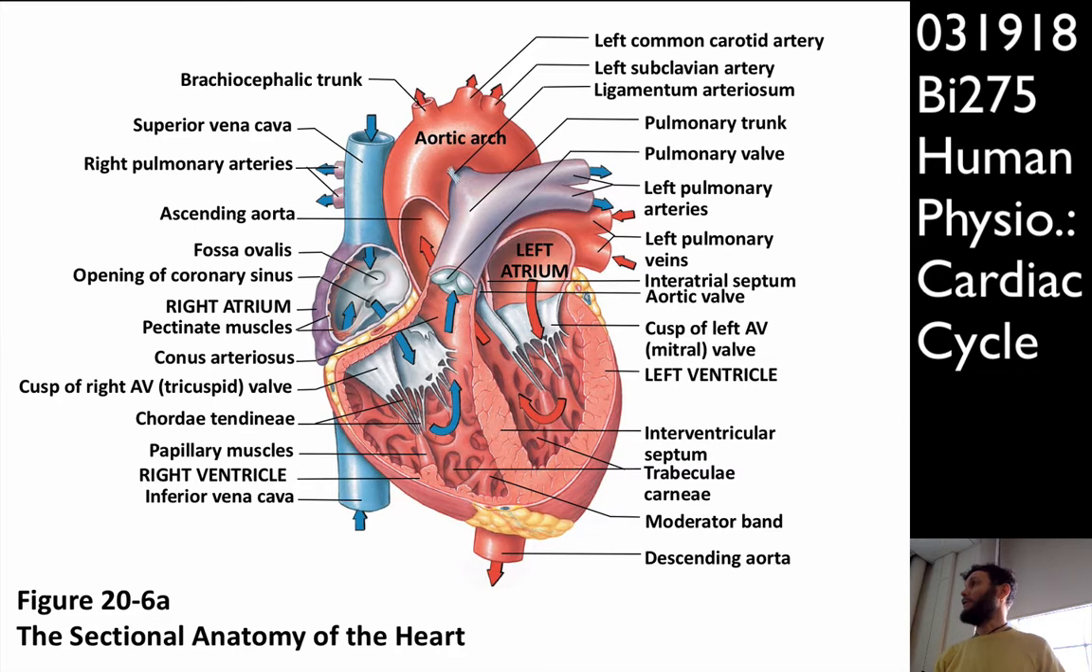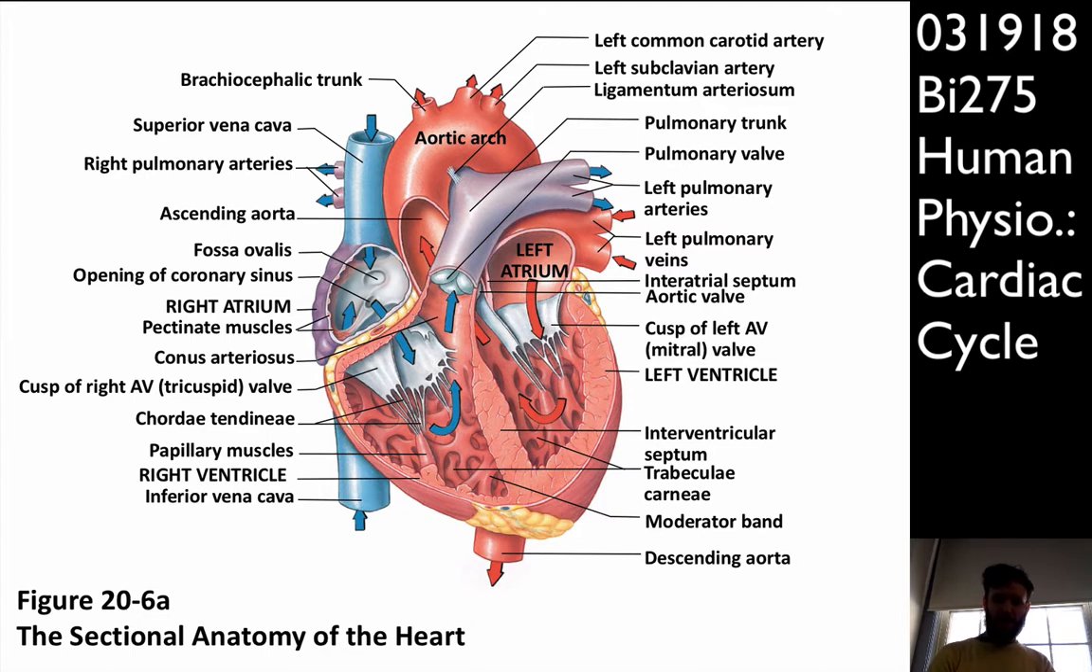the pulmonary trunk, to the lungs, and comes back through the pulmonary veins into the left atrium this time. It passes from the left atrium into the left ventricle through the atrioventricular valve on the left side, which is also known as the mitral valve or bicuspid valve. Bicuspid because it has two leaves, and then blood is ejected from the left ventricle through the aorta.